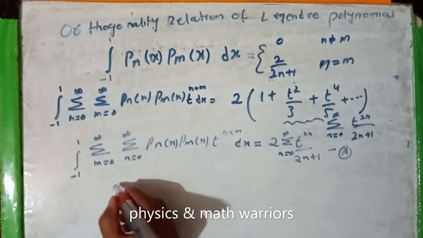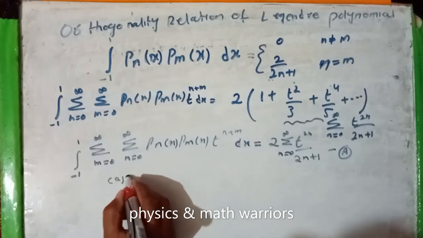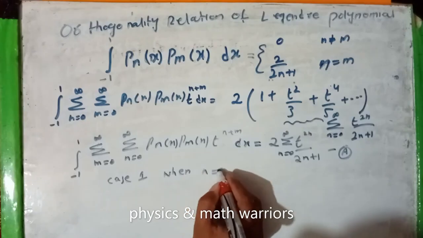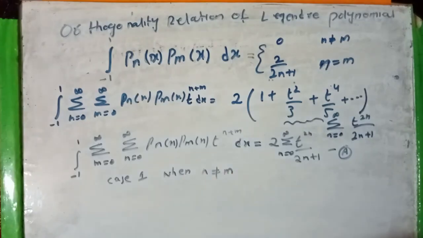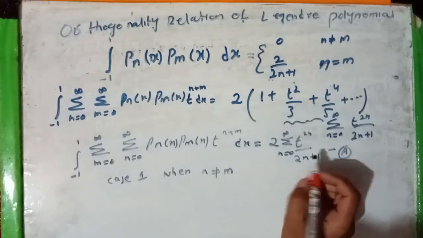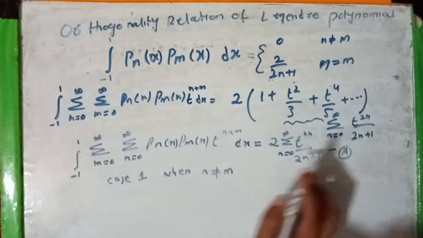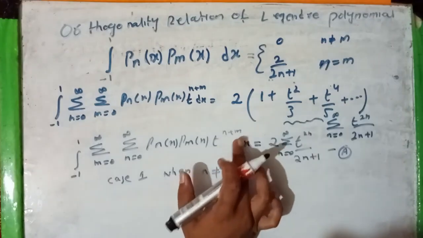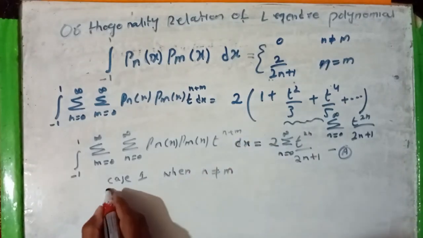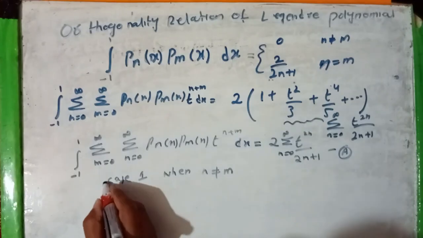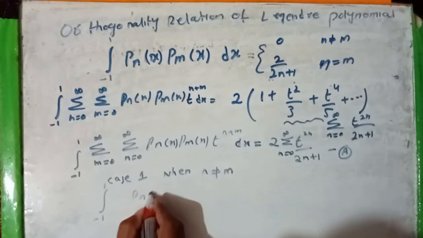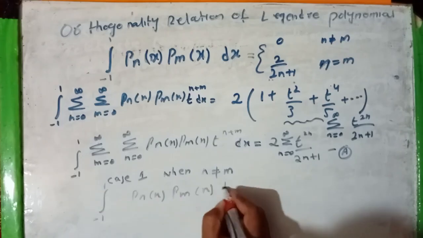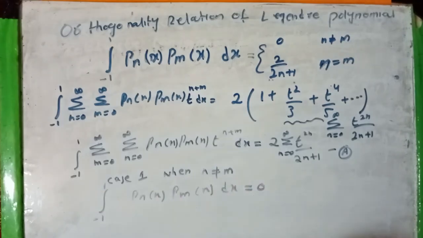Now we will discuss the cases. Case 1: when n is not equal to m. If we look at the right side, t has the power 2n, but at the left side t has power n plus m, which is not equal. So integral from minus 1 to 1 P_n(x) P_m(x) dx is equal to 0.